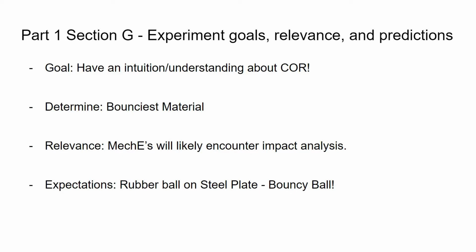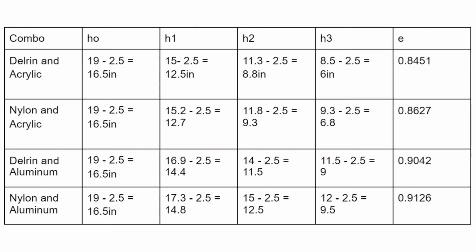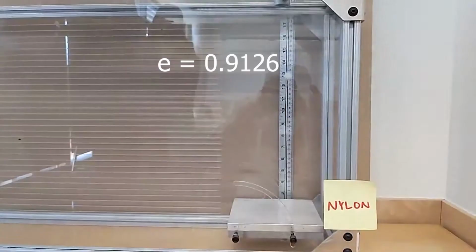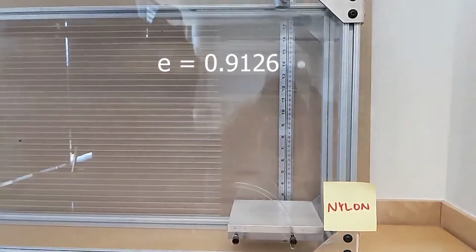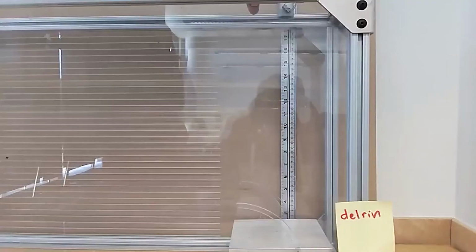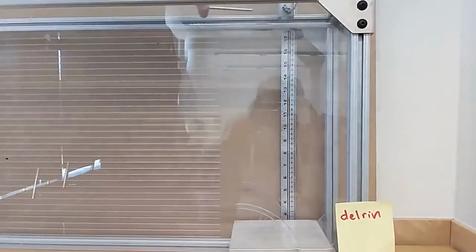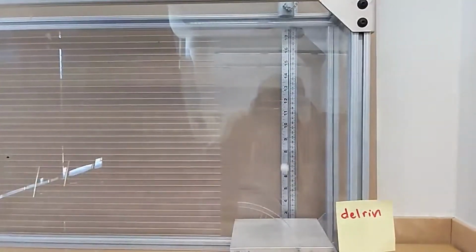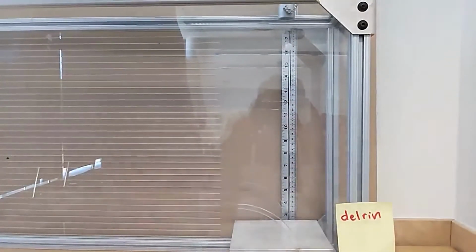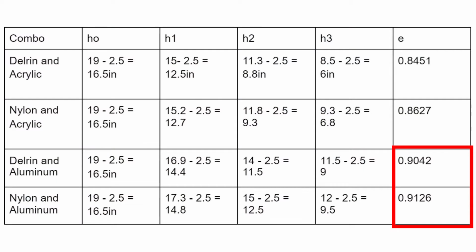So for part 1, this was our goal, what we wanted to determine, the relevance to us mechies, and our expectations before the experiment. So here are our results with the 4 combinations, with the max being the nylon on aluminum and the minimum being the Delrin on acrylic. Something important to note here is that we actually thought the Delrin on aluminum would bounce the highest based on watching the videos the first time, so we mistakenly used that in part 2, but the E values are pretty similar, so it shouldn't really matter.